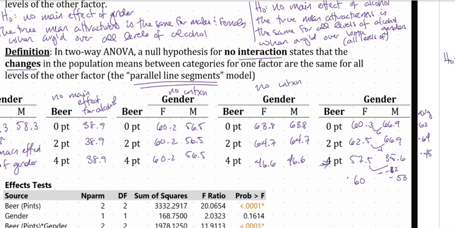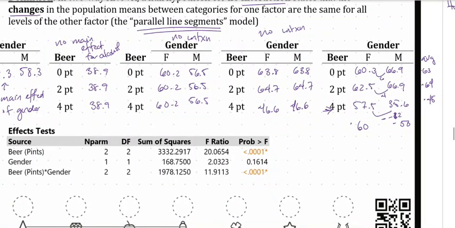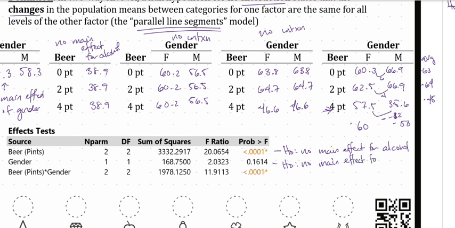So how do we test all this? Well, we look at our separate effects tests. This is the test for the null hypothesis of no main effect for alcohol. This is the test for the null hypothesis of no main effect for gender. And then we have our third test, and this is a test for the null hypothesis of no interaction effect between gender and alcohol.